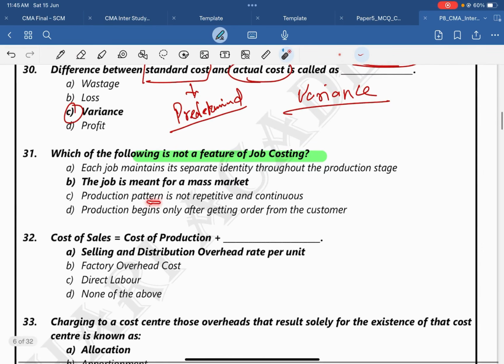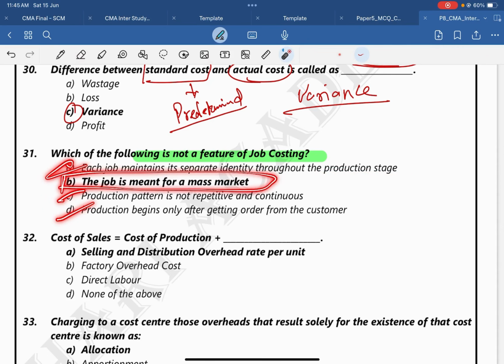Production pattern is not repetitive and continuous. Production begins only after orders from the customer. That's what job costing is. From job to job, it will differ. Each job maintains its separate identity throughout the production stage. All the remaining three are correct. So the wrong one is that the job is meant for mass market.